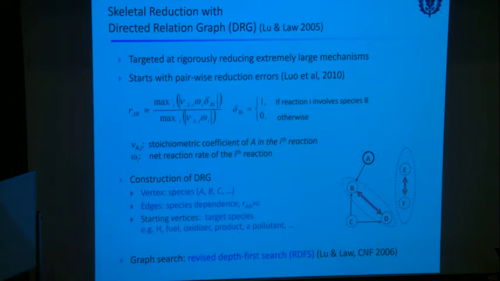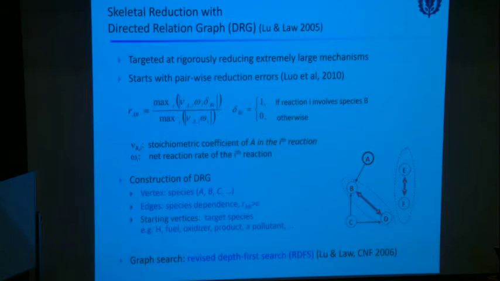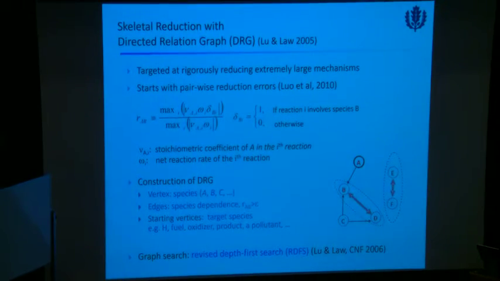DRG basically starts by defining some quantity to quantify the coupling between a pair of species, let's say species A versus species B. We want to know how important B is to A. There are many possibilities for how you define this importance, right? For example, you can define it based on sensitivity: if you change B concentration, how much omega A will change. Or you can define it based on element flux: how much carbon is flowing from A to B.